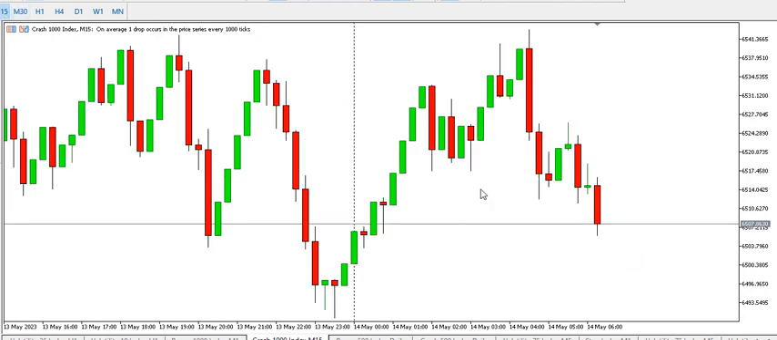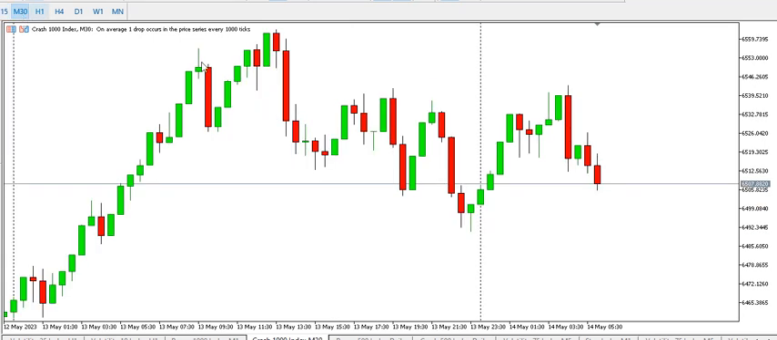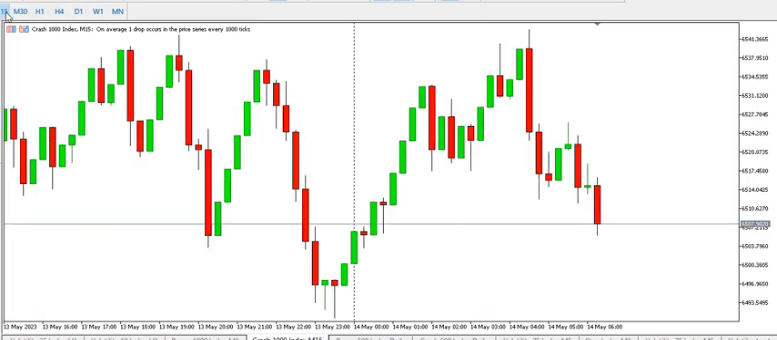Looking at the 15 minutes time frame, on the 30 minutes we have a bearish engulfing. On the 15 minutes we also have a bearish engulfing, and we can see price going down. So look for selling opportunities on Crash 1000 index for now.